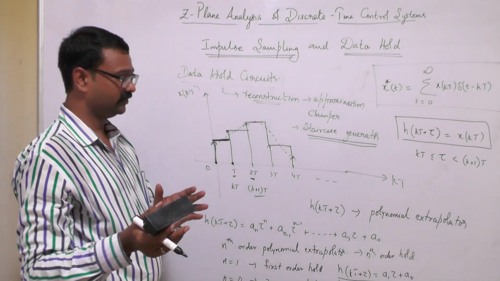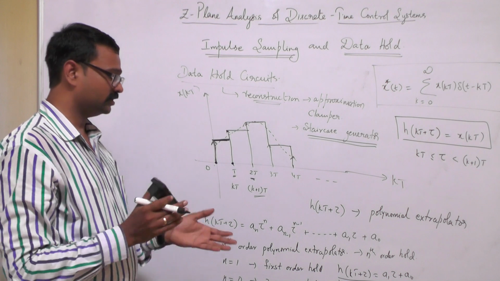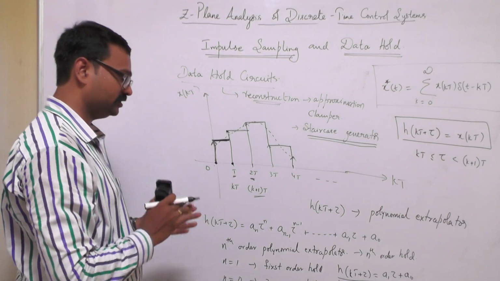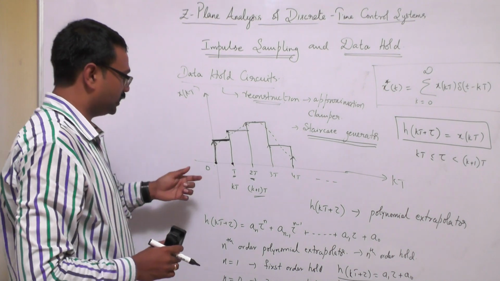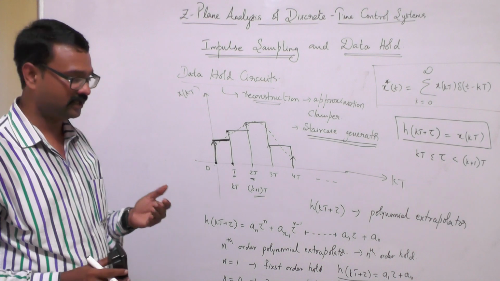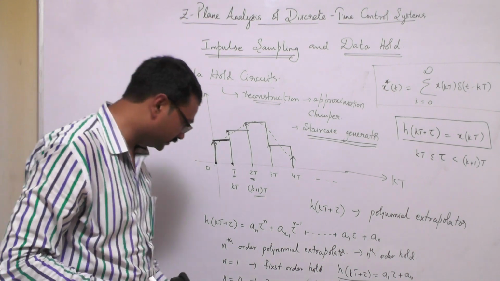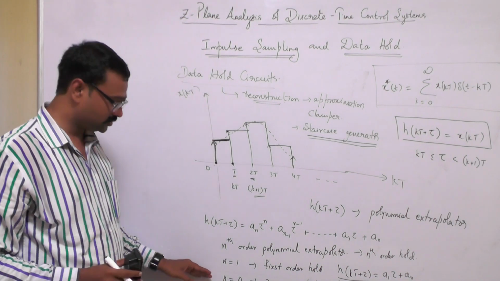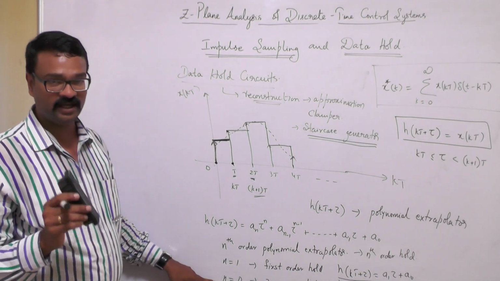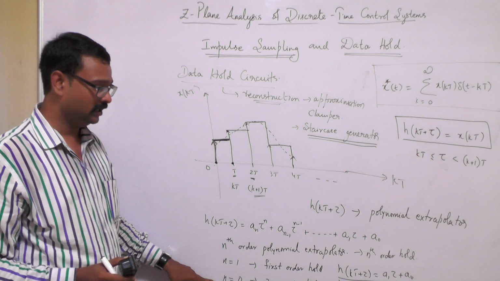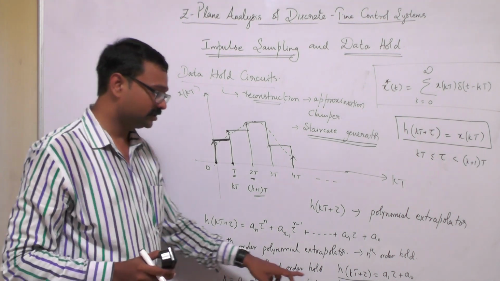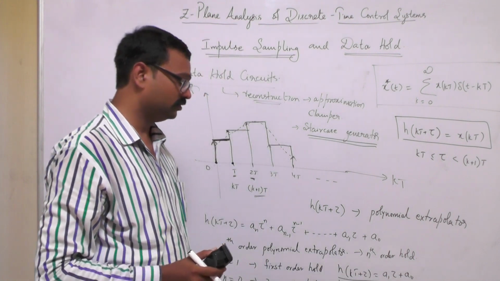When you want the value of x of k plus 1 t, you are going to work on a different previous instant. Therefore, you have many time delays. If you increase the time delay, what happens? What is the difference between n equal to 0 and n equal to 1? A zero order hold does not have any time delay. Here, when n is equal to 1, you are introducing one time delay, a1 tau plus a0.